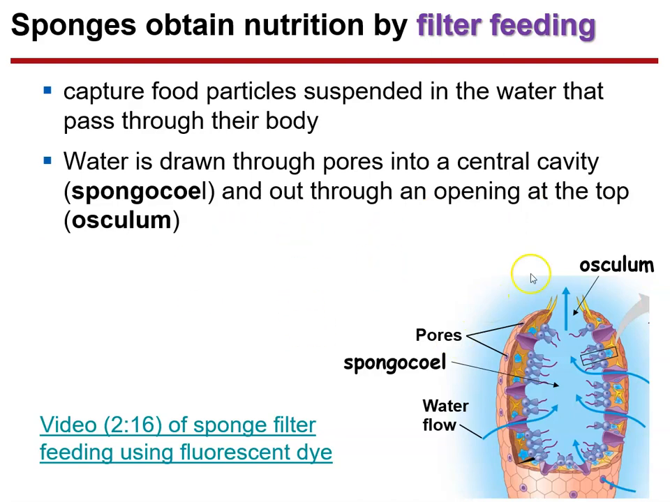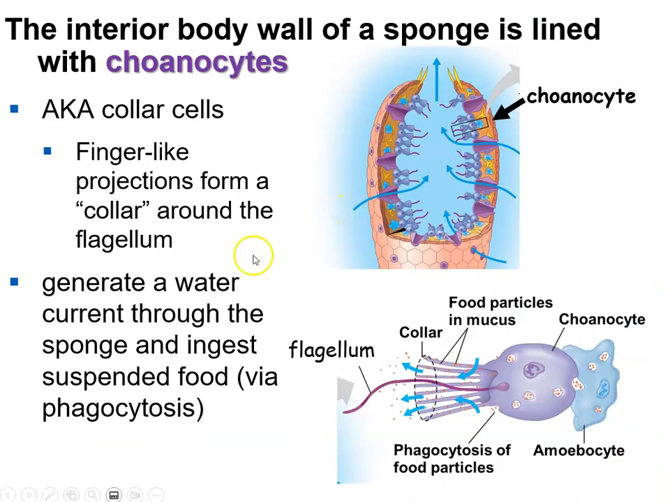Okay, now there's additional cells that we haven't yet mentioned, and you might actually recognize some of these cells that are lining the interior surface of the sponge. And those are the choanocytes. They kind of look like choanoflagellates, don't they? They have that collar cell with a flagella. So these are the cells that are responsible for generating the current.